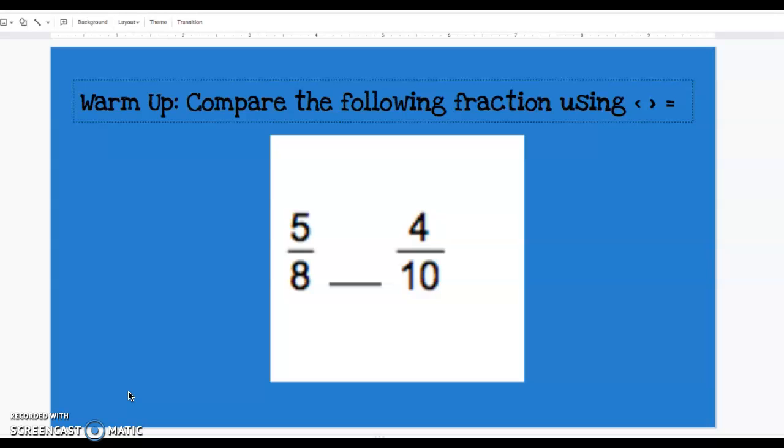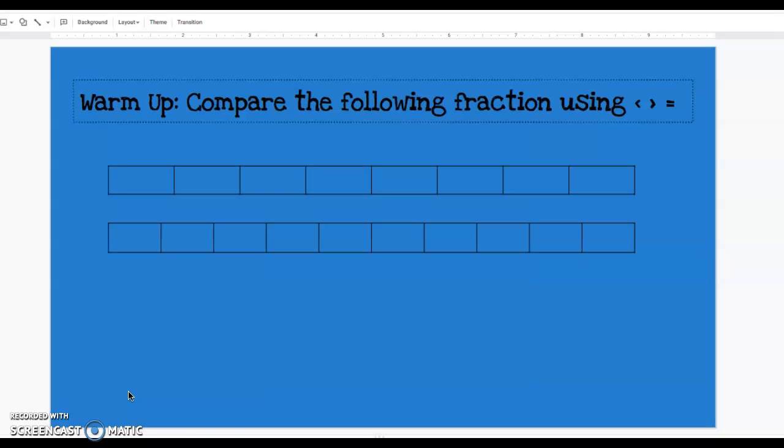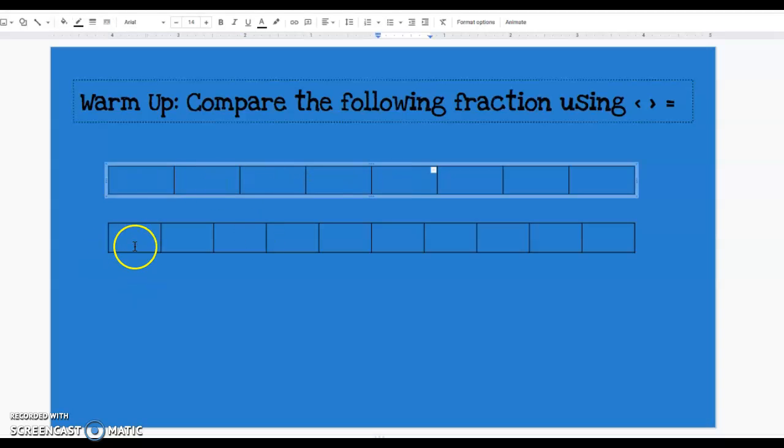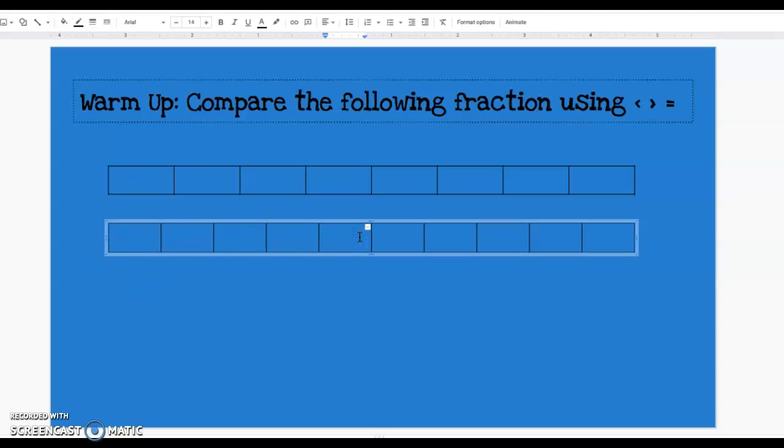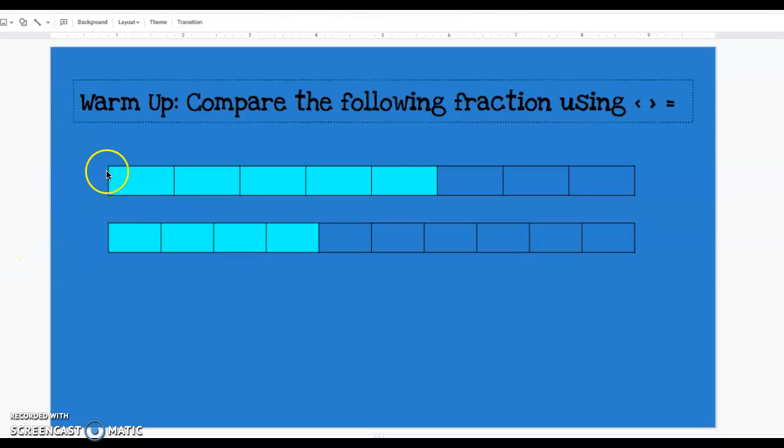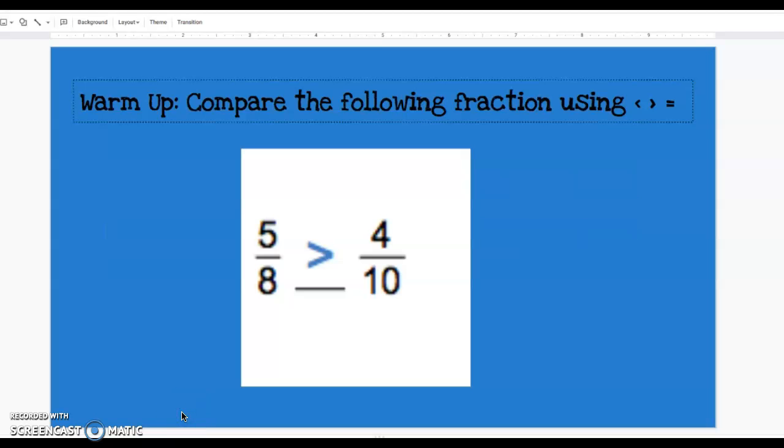All right, so let's go over this one together. When I'm comparing fractions in order to figure out which one's less than, greater than, or equal to, I always like to use fraction strips. So to do that, I would have to represent 5/8 and 4/10. I draw out my fraction strips so that they're equal length, but this one's broken up into 8 pieces, and this one's broken up into 10 pieces. Then when I fill them out with the correct amount, 5 out of 8 and 4 out of 10, I can see that 5/8 is greater than 4/10. So 5/8 is greater than 4/10.